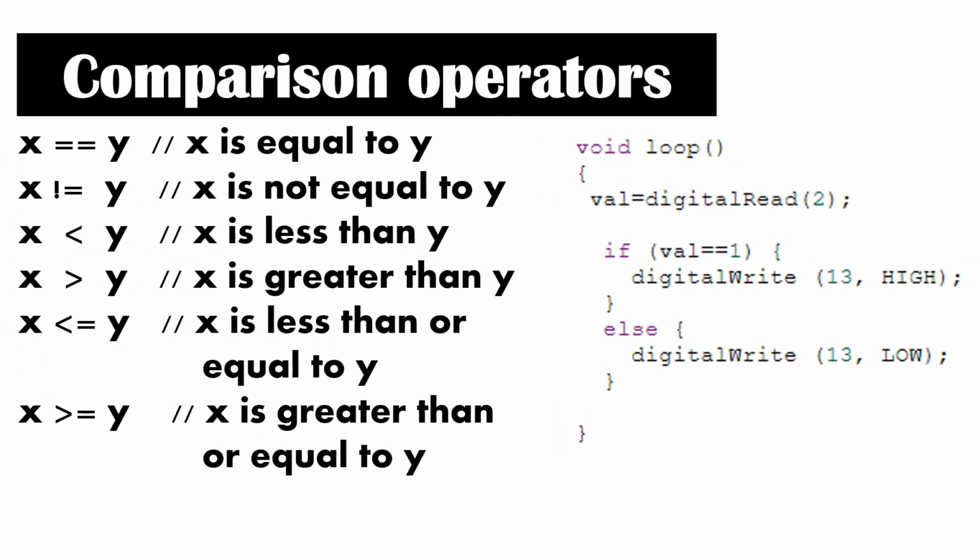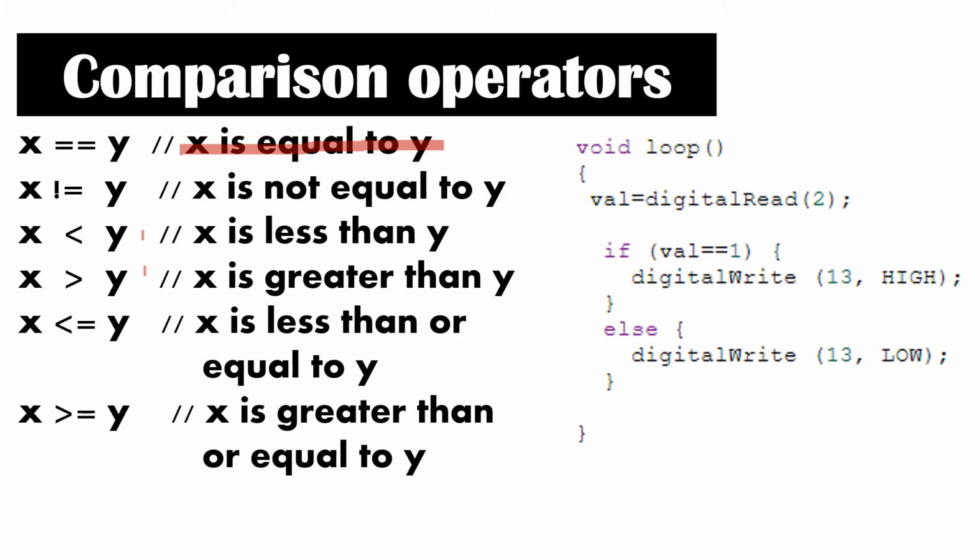So the first comparison operator na ginamit natin is this one, x double equals sign y, which means x is equal to y. Next naman, another type of comparison operator is this one, x exclamation point equals sign y, which means x is not equal to y.